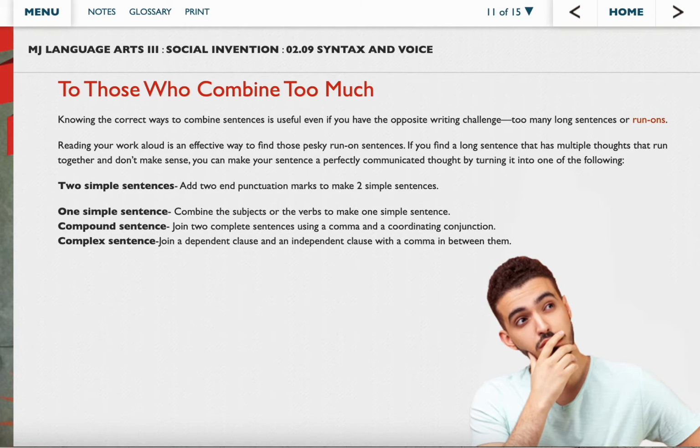One simple sentence. Combine the subjects or the verbs to make one simple sentence. Compound sentence. Join 2 complete sentences using a comma and a coordinating conjunction. Complex sentence. Join a dependent clause and an independent clause with a comma in between them.